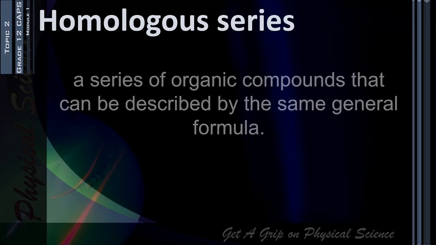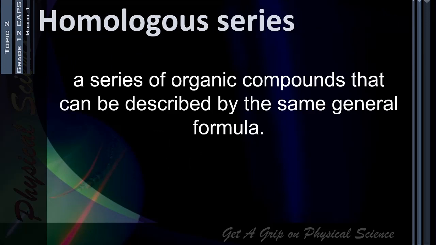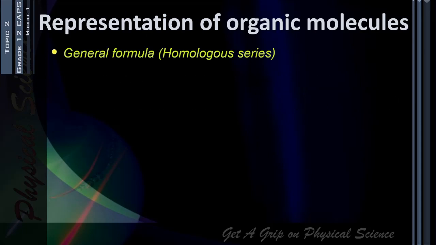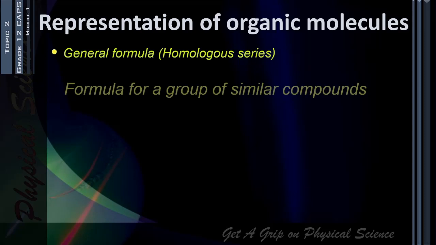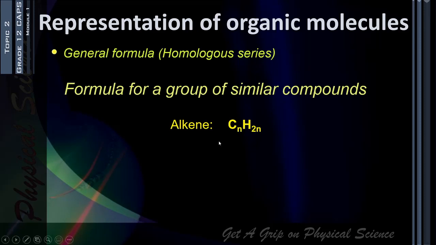Homologous series is a series of organic compounds that can be described by the same general formula. So it's almost like a family name for molecules with the same general formula. So what is meant by the general formula? The general formula is a formula for a group of similar compounds. So for the homologous series of the alkenes, all the molecules have formulas with double the amount of hydrogens compared to the amount of carbons.